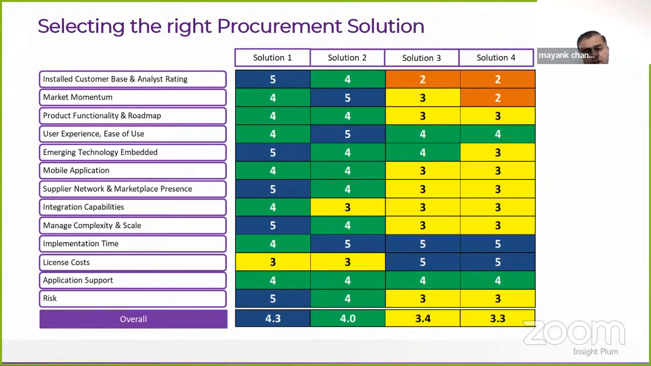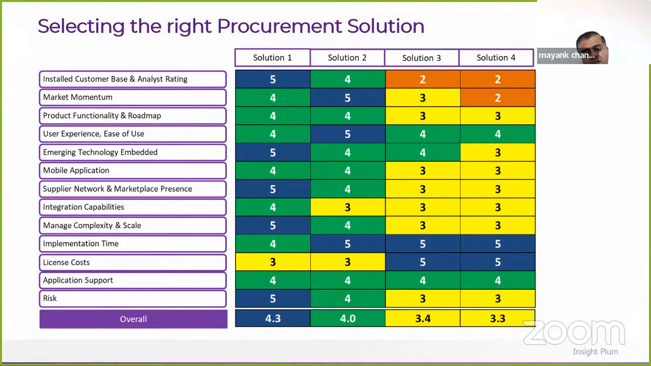A good supplier network and marketplace presence is also key, because that also drives adoption with your suppliers. If you choose a solution that's not well adopted or doesn't have the presence with suppliers, it will really increase your efforts on supplier and your content creation. Integration capabilities, integration in general is becoming easier with most procurement solutions, but it's very important to see the ability to integrate solutions with your enterprise applications. So deciding a solution that offers great integration capabilities is definitely going to give you an edge.